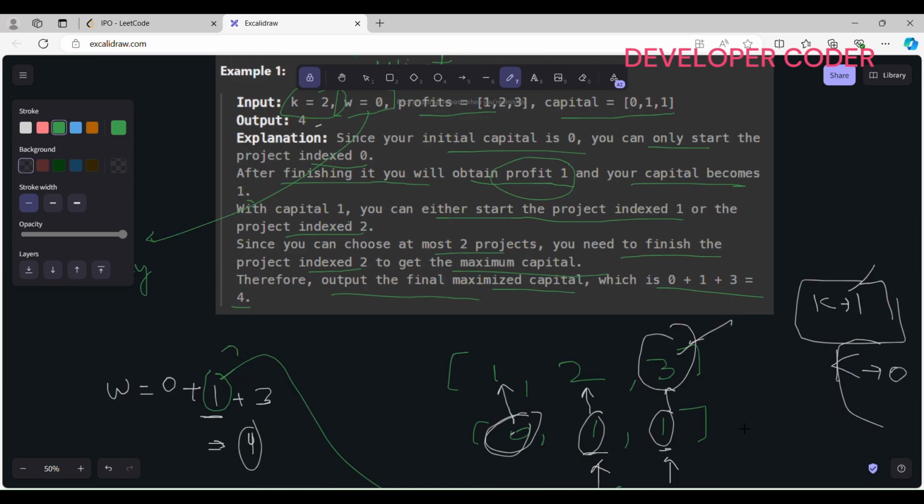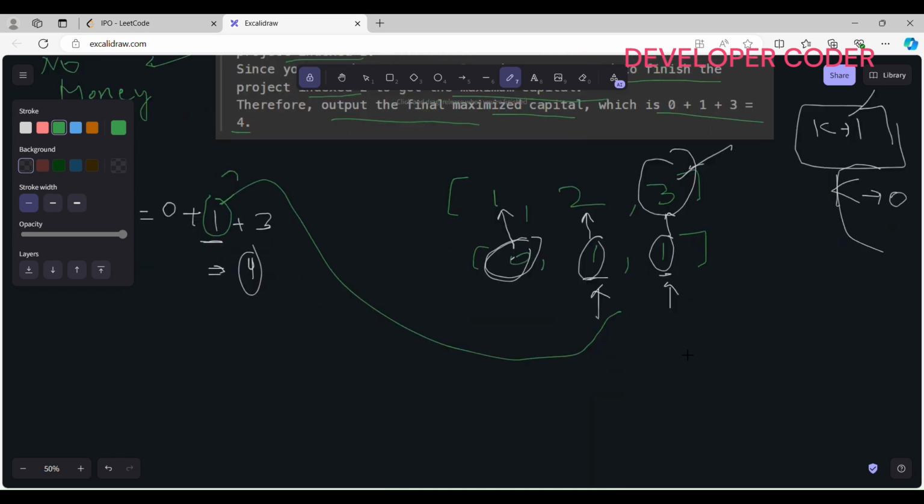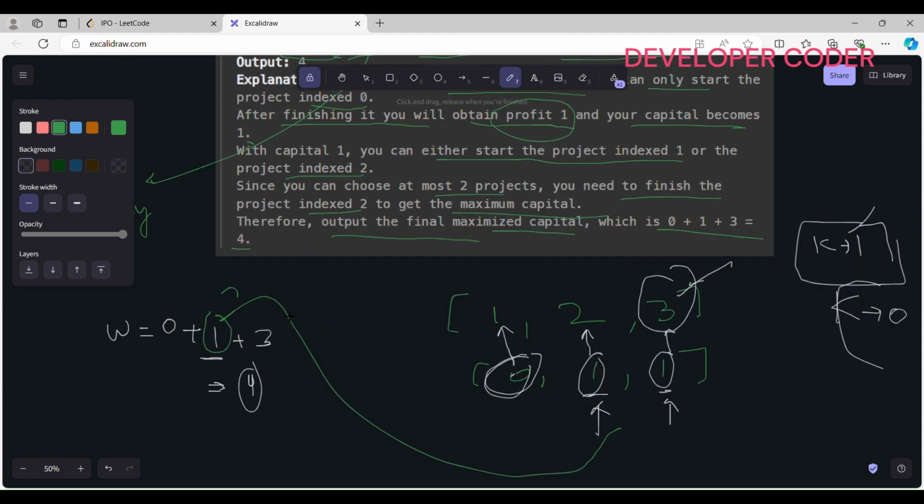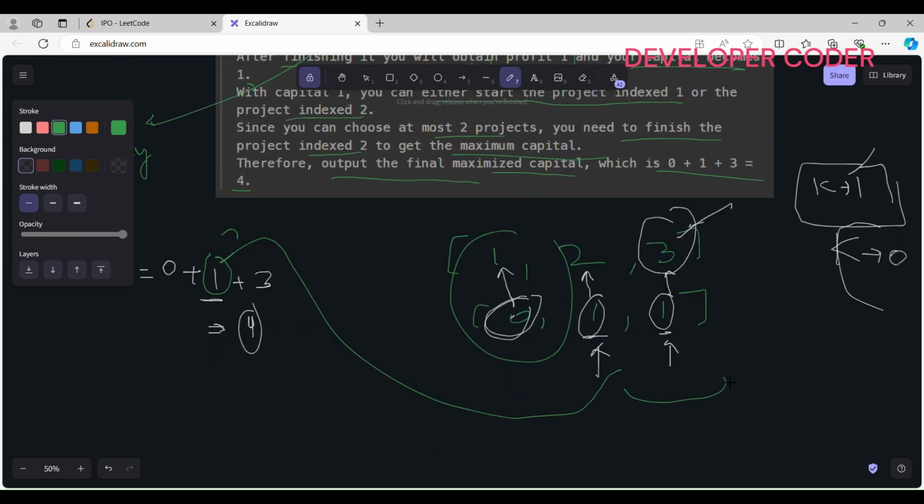After that I can just pick the next project with this much capital. Here my W was 1 at this time. 0 plus 1, W was 1 after picking this one. After that I can select those projects where my capital is less than or equal to my W.